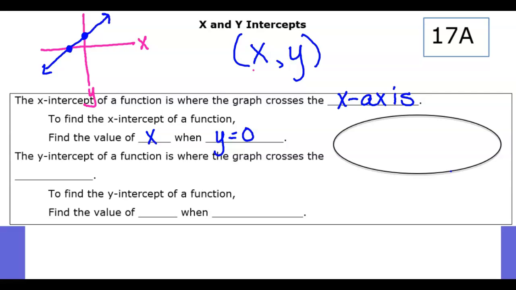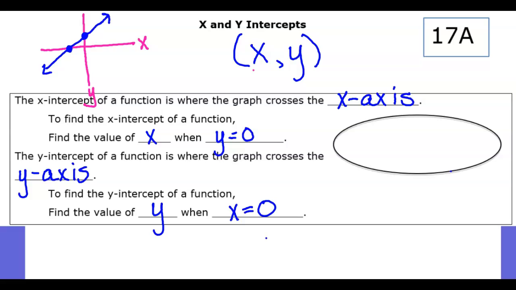Okay, the y-intercept of a function is where the graph crosses the y-axis. All right, and to find the y-intercept of the function, you find the value of y when x is equal to 0. So notice it's different. Okay, x-intercept, you let your y be 0. Y-intercept, you let your x be 0.